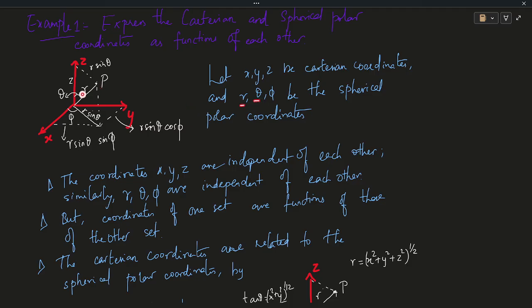What is theta? Theta is going to be the polar angle. That is the angle this r is going to make with the z-axis. That is the angle theta. What is phi? Phi, you have to project this r onto the xy plane and you have this projection. This projection creates an angle phi with the x-axis. This is the third coordinate, phi. These are the spherical polar coordinates.